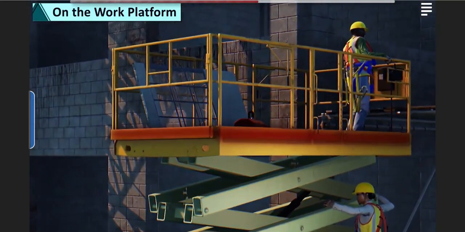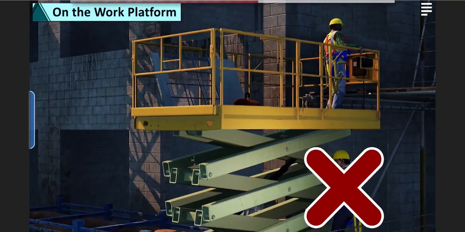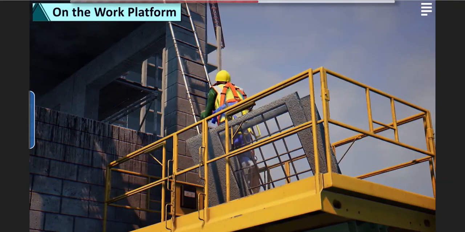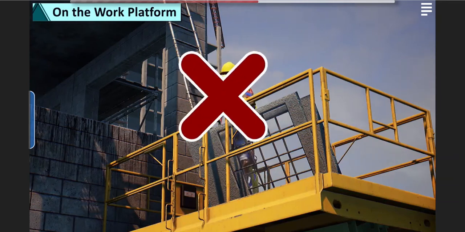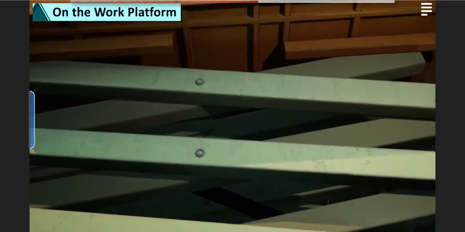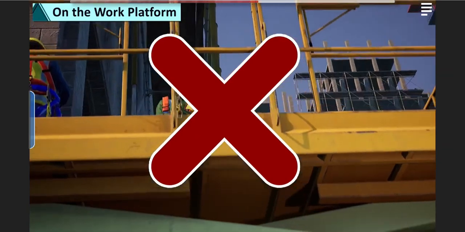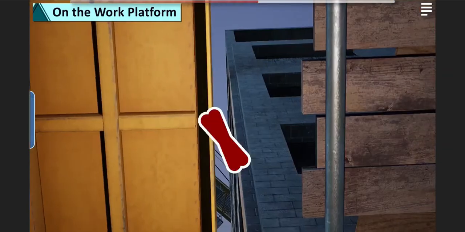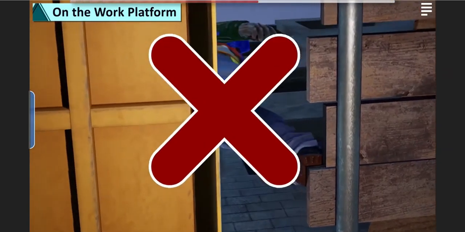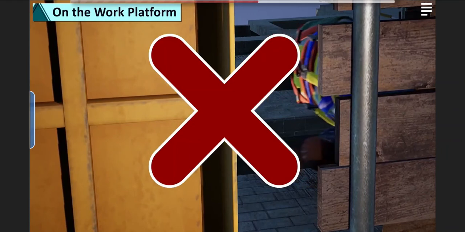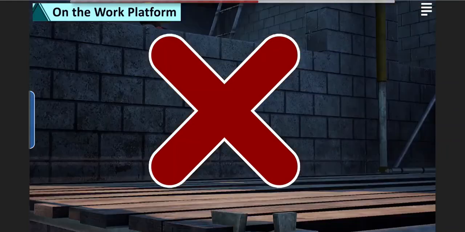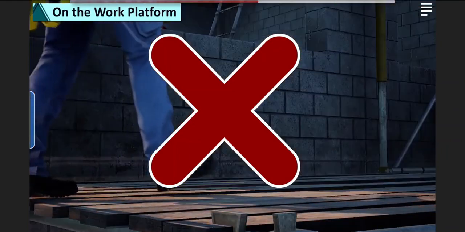Never climb on the toe board, railings, or extending structures, and never use ladders, boxes, or other devices on the work platform to reach additional heights. Most MEWPs are not designed to be entered or exited at height. Do not attempt to enter or leave a raised work platform unless directed to do so as part of an approved safe work plan or emergency procedure.